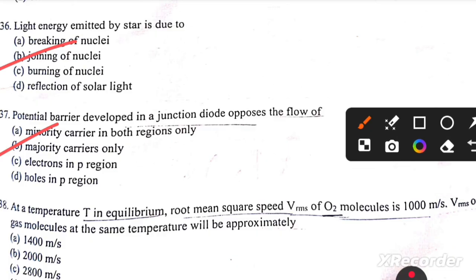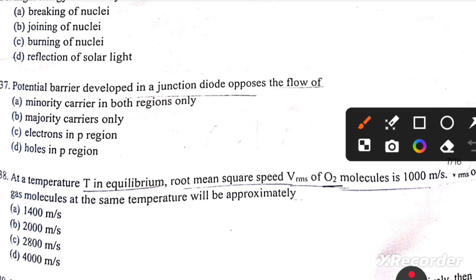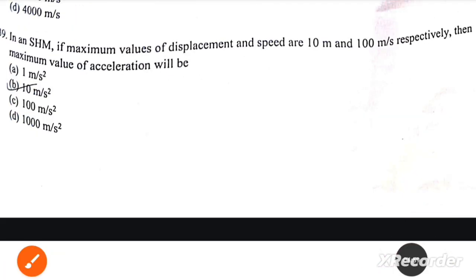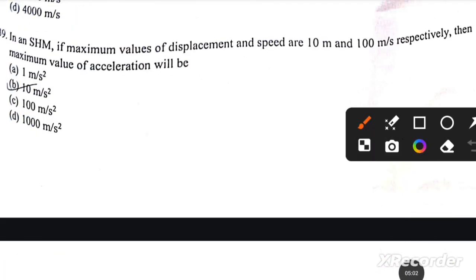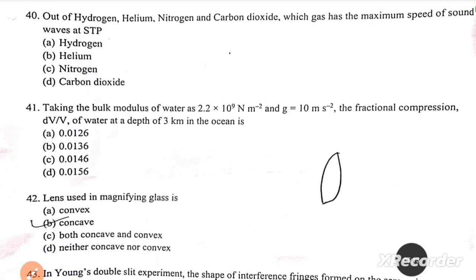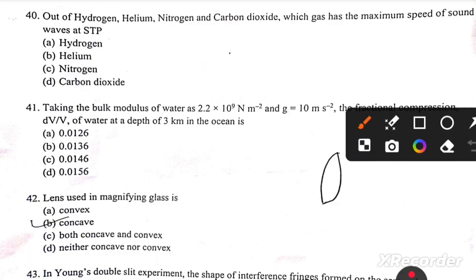At a temperature T in equilibrium, root mean square speed of O2 molecules is 100 meter per second. Then Vrms of H2 gas molecule at the same temperature would be 4,000 meter per second. In a SHM, if maximum values of displacement and speed are 10 and 100 meter per second, then maximum value of acceleration would be 1000 meter per second square. Out of hydrogen, helium, nitrogen and carbon dioxide, which gas has maximum speed of sound waves at STP?